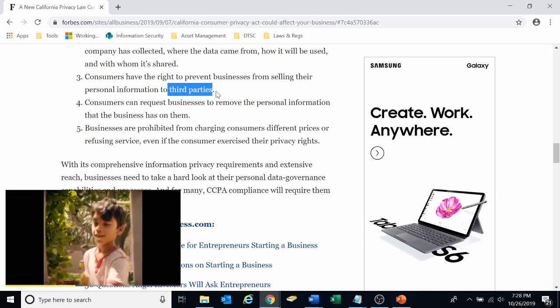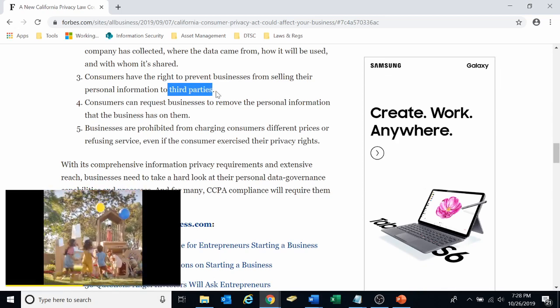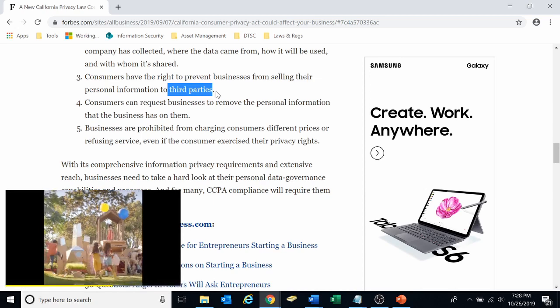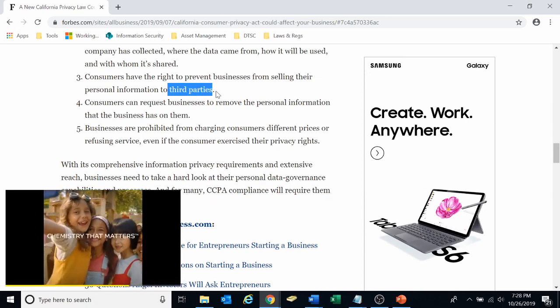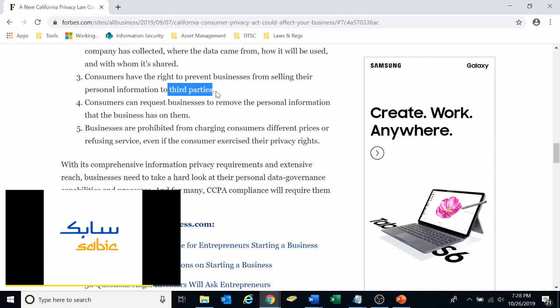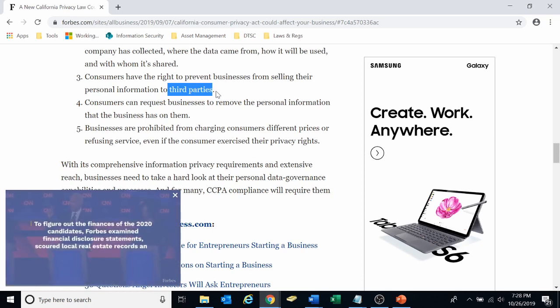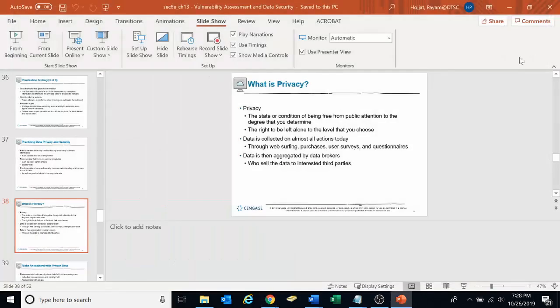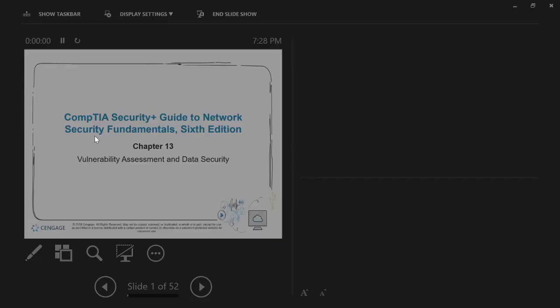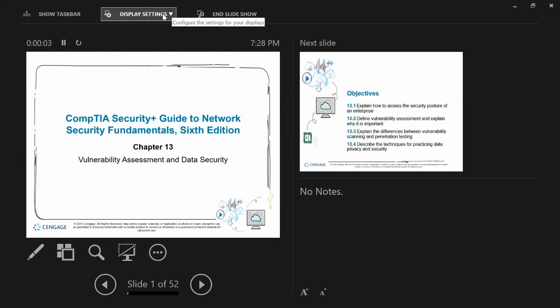So that's going to be interesting, how this is going to work with all those ISPs and your phone companies selling your information already. Consumers can request businesses to remove personal information that the business has on them, and businesses are prohibited from charging consumers different prices or refusing services, even if the consumer exercises their privacy rights. So privacy is a big deal these days because it's literally everywhere.